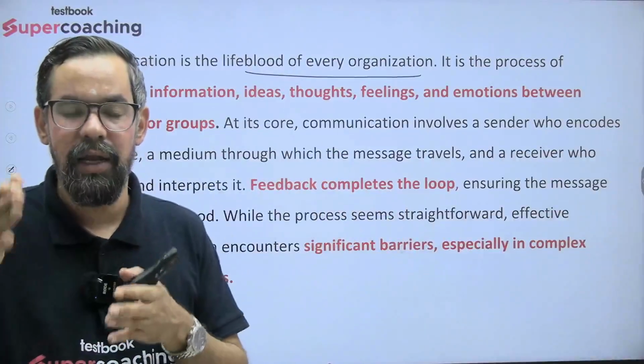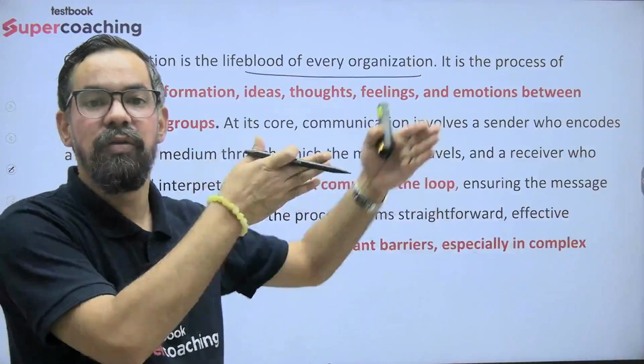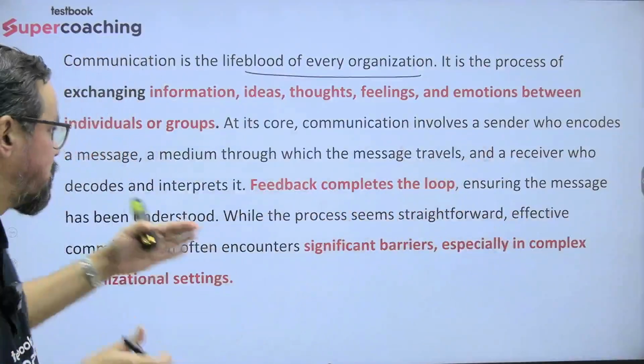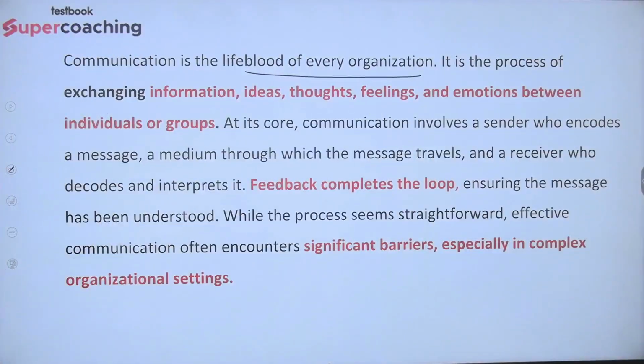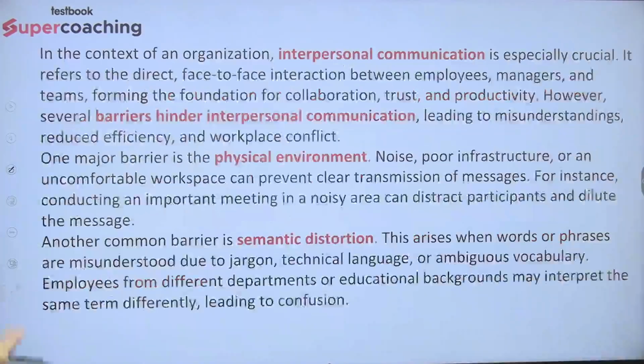So we have the sender, then encoding the message, decoding, receiver, feedback. That is the entire process. Feedback completes the loop, ensuring the message has been understood. While the process seems straightforward, effective communication often encounters significant barriers, especially in complex organizational settings. So this is the basic introduction around communication. Now we'll come to our first question.